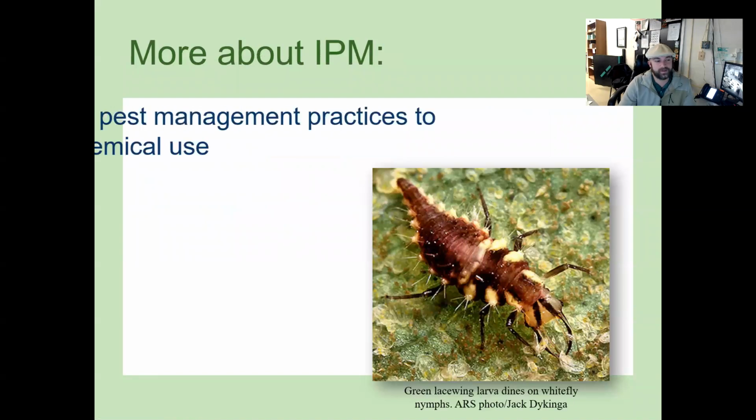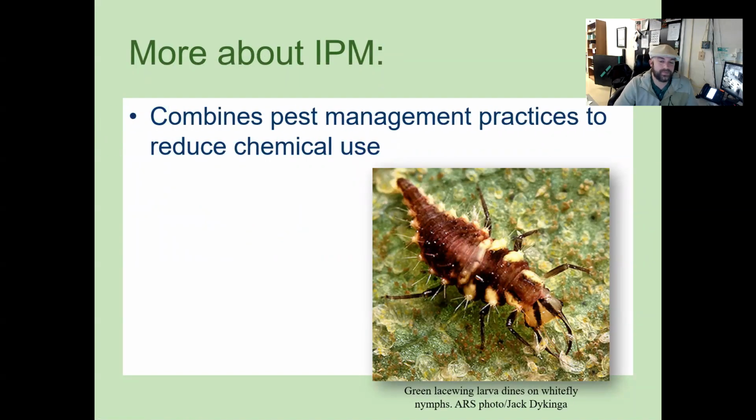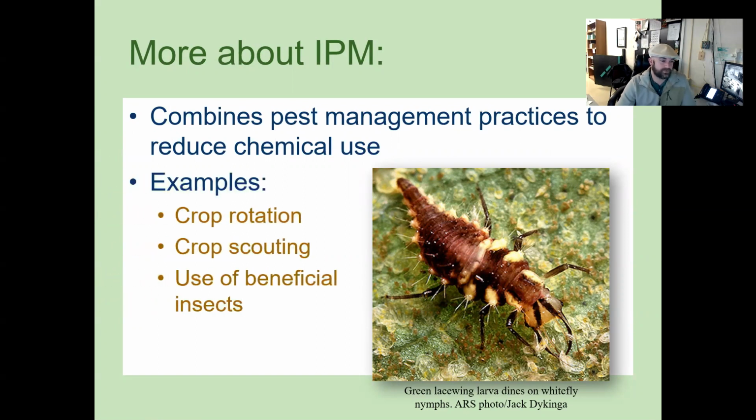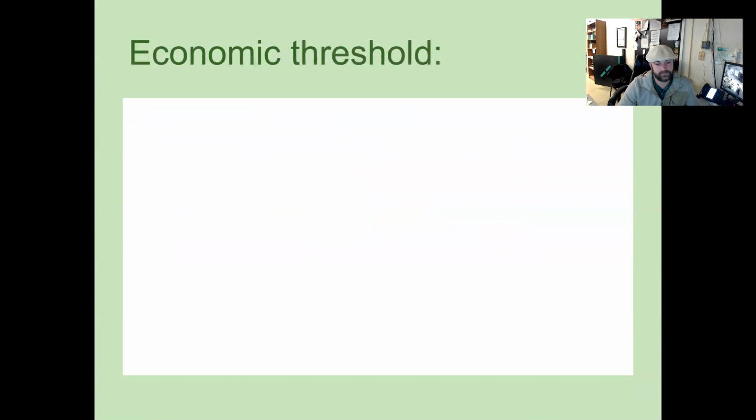And a little bit more on IPMs, combines pest management practices to reduce chemical use. Some examples here would be crop rotation, crop scouting, and use of beneficial insects. If you take a look down here at the bottom right of the screen, we have a green lacewing larva dining on whitefly nymphs.